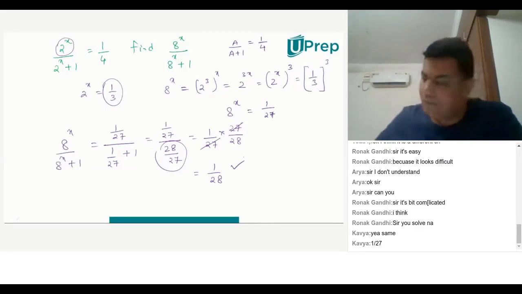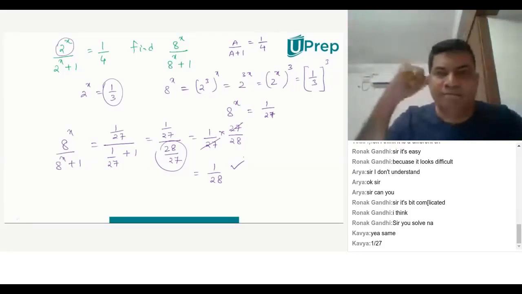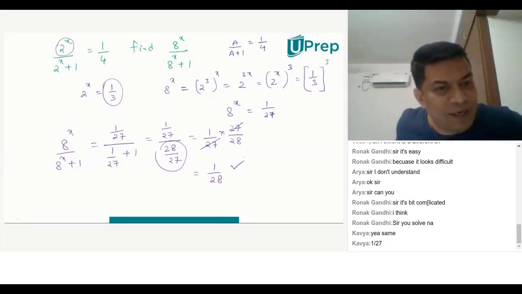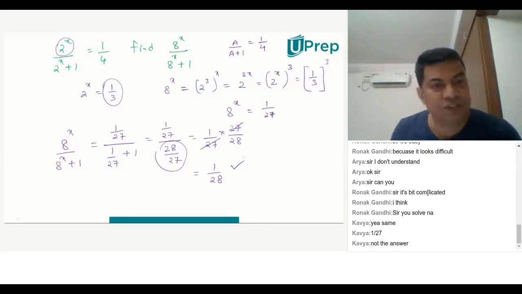You have done it. Yeah, I don't know how. Okay. So, sir, how's it 1 by 27? Kavya said 1 by 27. No, Kavya is fine. I am sure she will realize it's 1 by 28. No, she's talking about 8 power x as 1 by 27. Oh, okay.